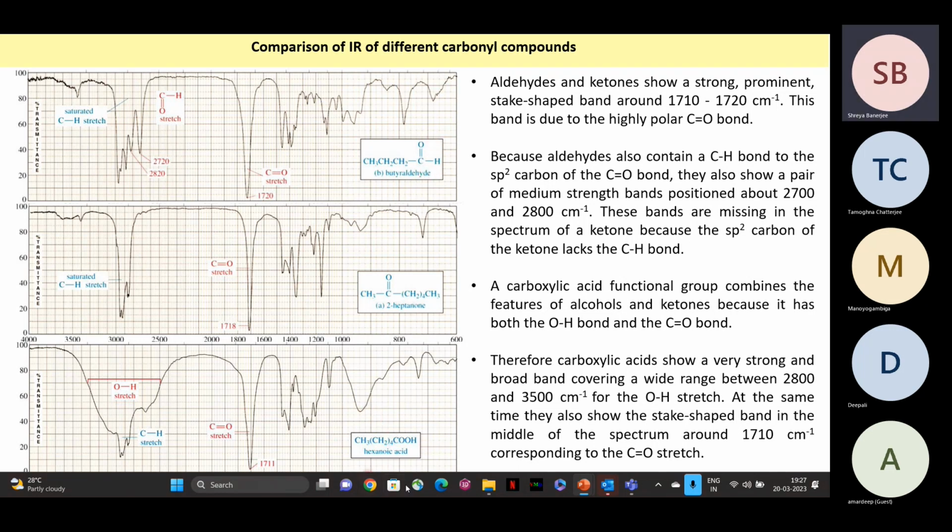And in acid, an extra OH signal is observed because the acid has an OH. So even if all three have the C double bond O stretching band, only the acid will have the OH broad band because the acid has a COOH group, and only the aldehyde will have a CH stretching from the CHO. So like this, the ketone, aldehyde, and acid can be differentiated.